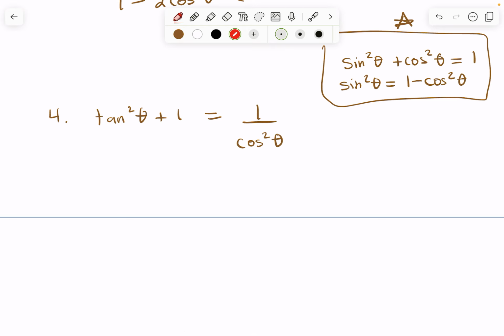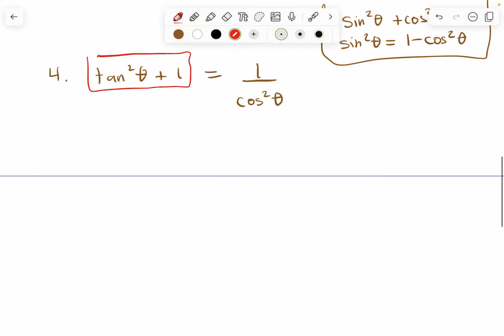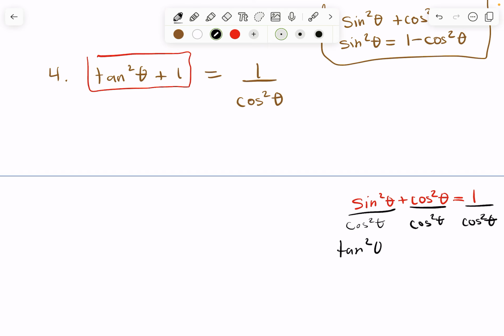All right, so number 4, we have this statement right here. So with this statement, you should be a little suspicious because tangent squared plus 1 equals secant squared. And if you forget how we get this identity, I'll show you. So everything goes back to this. And then I don't know if you remember, but if you divide everything by cosine squared, you should have tangent squared plus 1 equals 1 over cosine squared of theta.